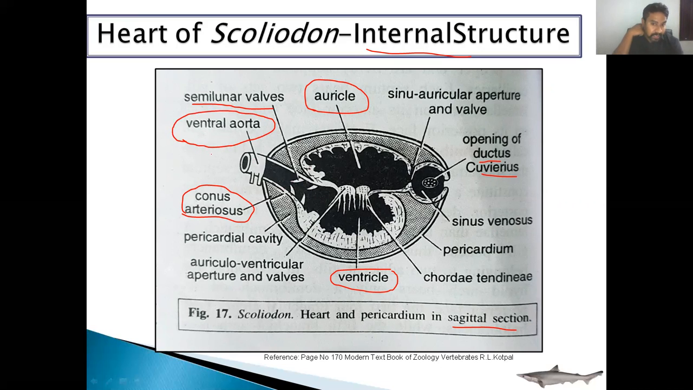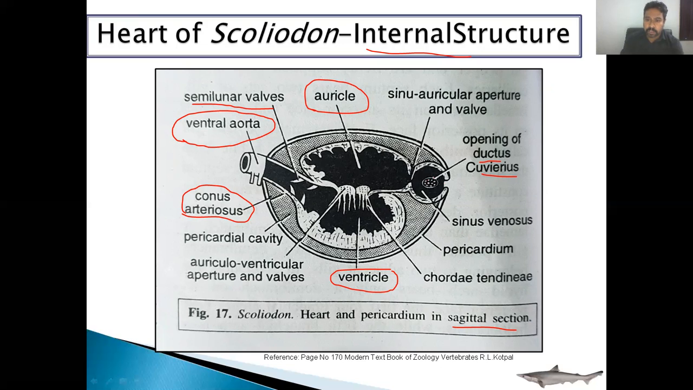So if we study the internal structure of the heart, we find the wall thickness differs. The sinus venosus, which is the first chamber, and the auricle are both the receiving chambers of the heart. They receive only the venous blood.